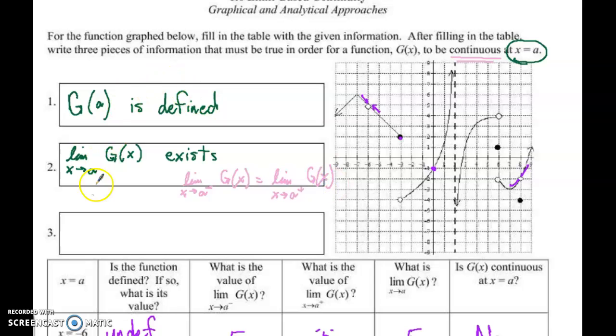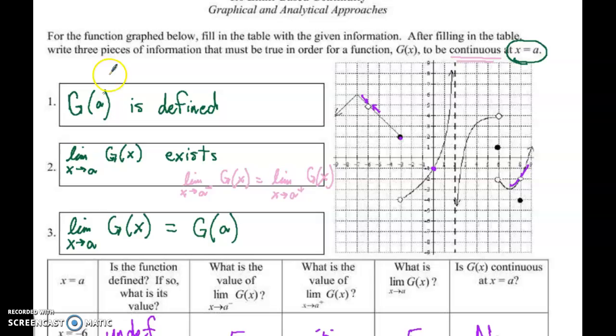So in your three-part, you might actually split up part 2 into 2 different parts. So it must exist, and in order to exist it has to equal some numerical value. So let's put it all together. For part 3, the limit as x approaches a of g of x must equal the defined value that we found from part 1.